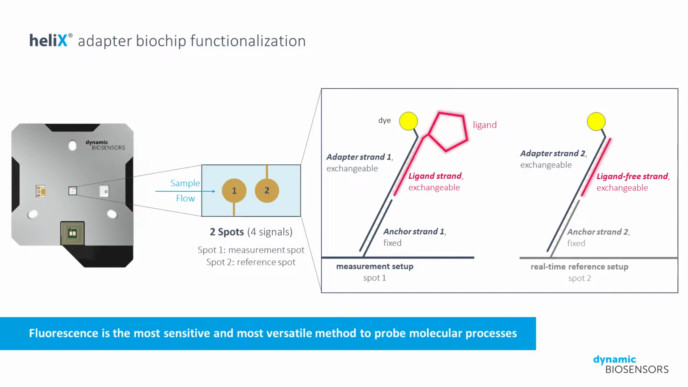The third element is the ligand strand, which is modified with the molecule of interest. The ligand can be anything: a protein, a peptide, a small molecule, or even an RNA or DNA sequence. The heliX biosensor system can be used to measure 4 interactions simultaneously on a single heliX chip. This is achieved by using adapter strands labeled with either a red or green fluorophore, and they're targeted to either the first or second electrode. Red and green fluorescent signals are detected by single photon counters at each of the 2 electrodes.